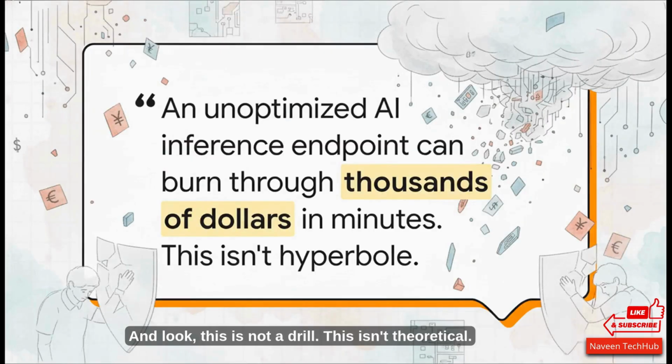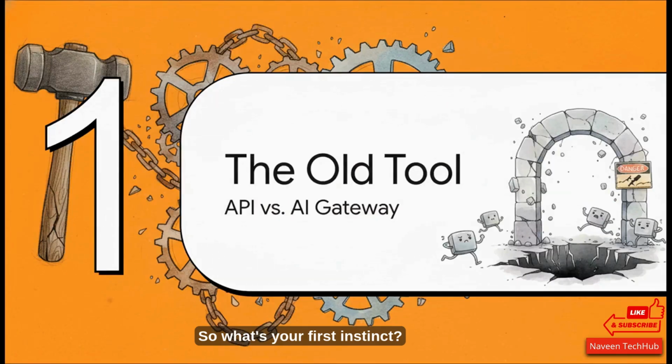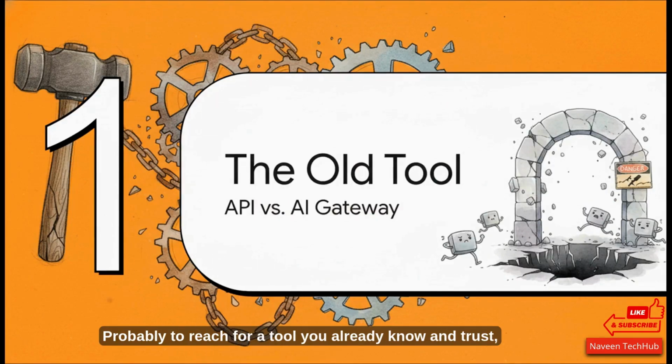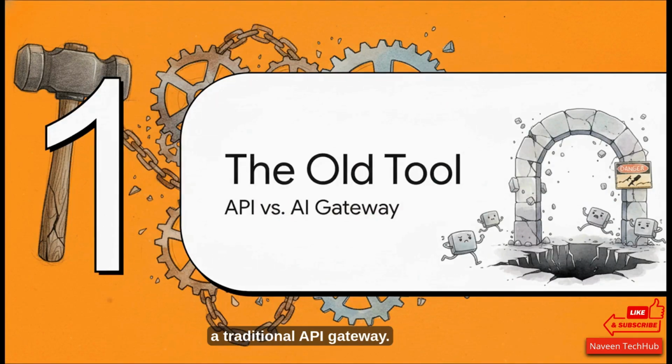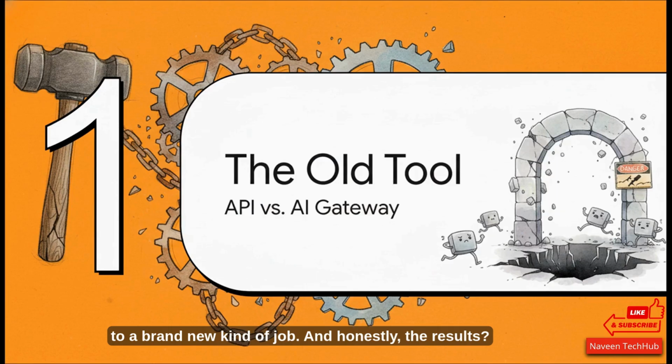And look, this is not a drill. This isn't theoretical. This quote from Kong just nails it. An unoptimized endpoint can burn through thousands of dollars in minutes. That's not hyperbole. It's just the new, slightly terrifying reality that we're all dealing with. So, what's your first instinct? Probably to reach for a tool you already know and trust, a traditional API gateway. But this is a classic case of bringing an old tool to a brand new kind of job. And honestly, the results can be pretty disastrous.